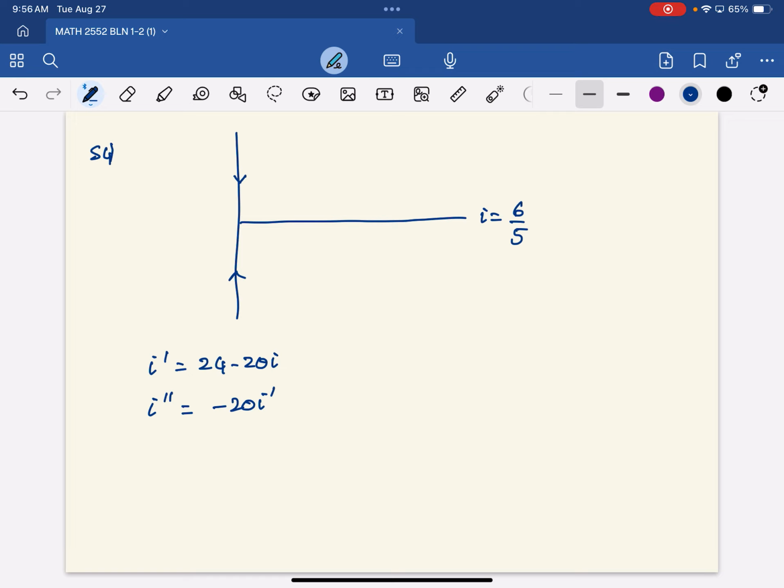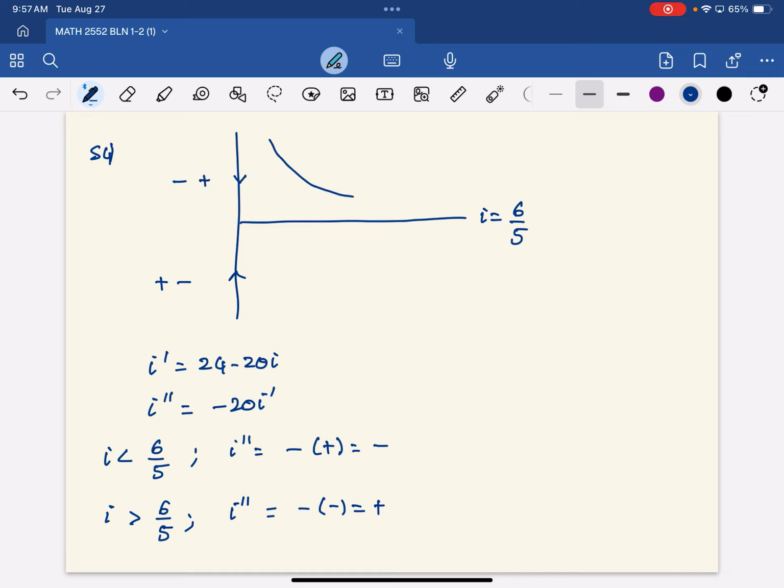So now when my I is less than 6/5, the sign of I double prime is negative and I prime is positive here. So this is going to be negative. So this is increasing, but concave down. And when I is bigger than 6/5, what is the sign of the second derivative? It is going to be negative times a negative first derivative, so it's going to be plus. So this is decreasing and concave up. So when you graph it, it's going to be like this.